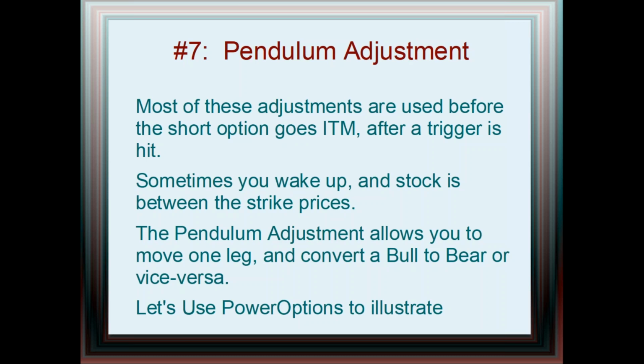Now, most of the adjustments we saw are used before the short option goes in the money. When your trigger is hit, your probability shifted, your delta changed to a range you wouldn't enter the trade, your technical indicators, stock falling below the SMA 20, stochastics, whatever you use, those were your triggers, but the position was still right at or just out of the money.